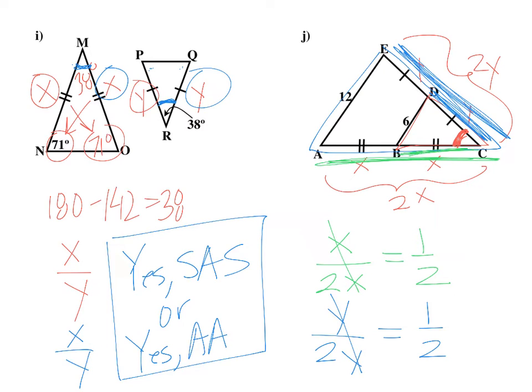All right, now since I have this angle in common, and I have the ratio of the sides that make up that angle, they're equal, I could say the triangles are similar by SAS.